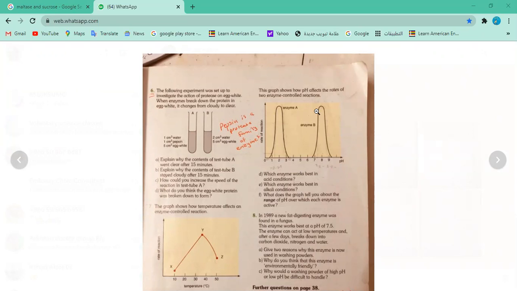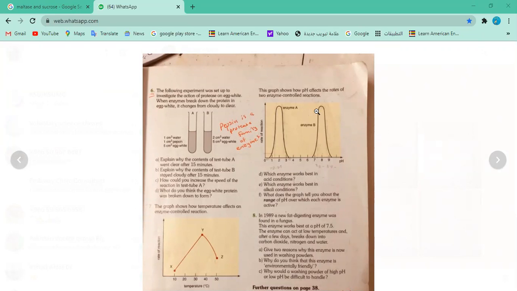Question 6. The following experiment was set up to investigate the action of protease on egg white. When enzymes break down the protein in egg white, it changes from cloudy to clear. A. Explain why the contents of test tube A went clear after 15 minutes.